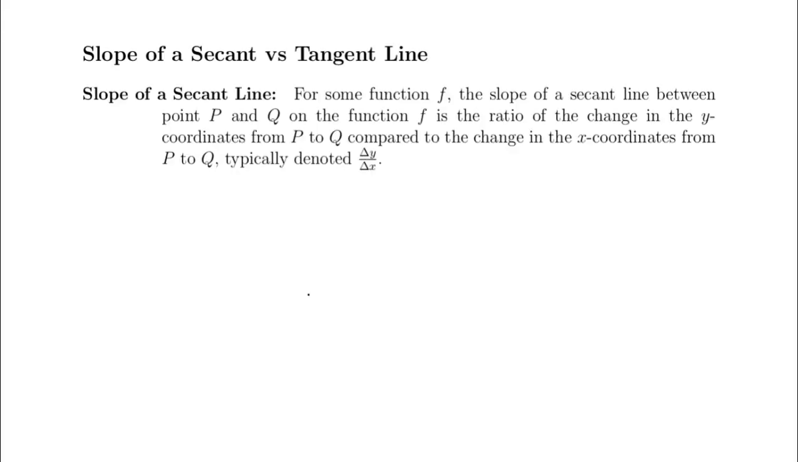Well, a slope is really just a change in a function between 2 points. So here's a slope of a secant line.